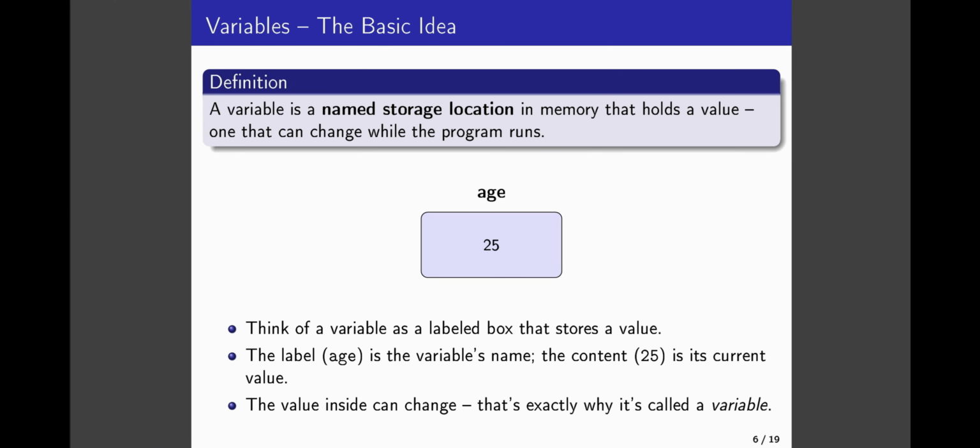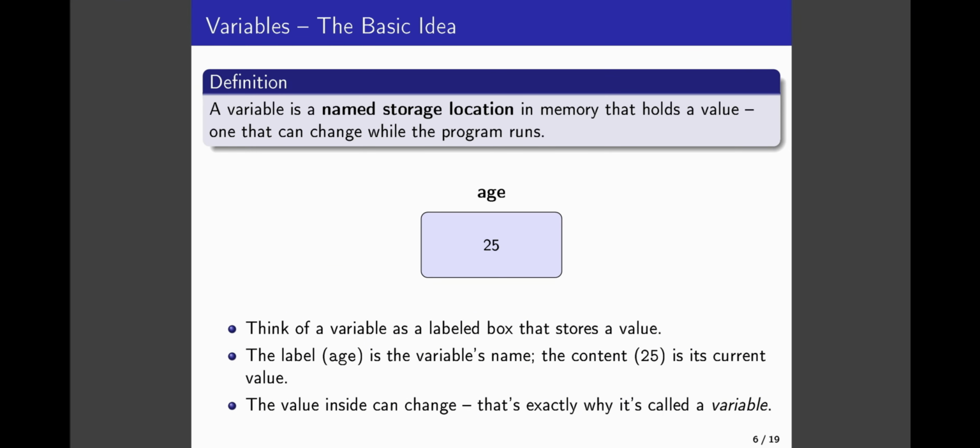Then comes variables, the most important concept in all of programming. A variable is a named storage location in memory that holds a value, one that can change while the program runs. Like here we can see a labeled box. The label on top, age, is the variable's name and the value inside it, 25, is its current value. So that's what a variable is.